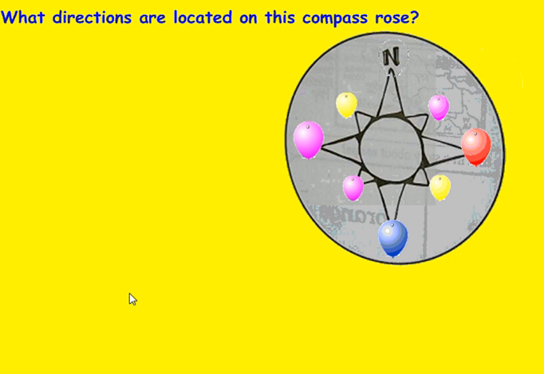Let's look at the bottom of the compass rose. Do you remember what direction that is? Did you say south? You're right on. S is for south. Now looking at the left, at the pink balloon here, what is directly to the left of north and south on a compass rose? That cardinal direction is? I hope you said west, because you're right.